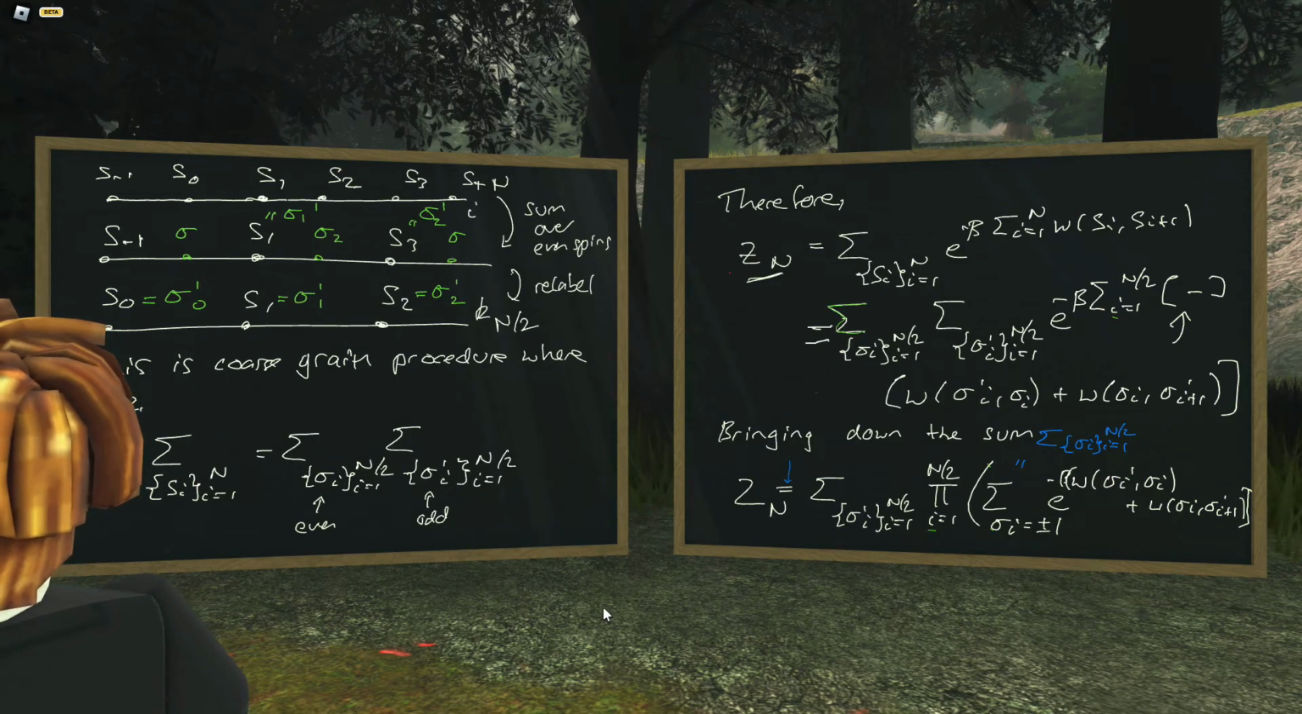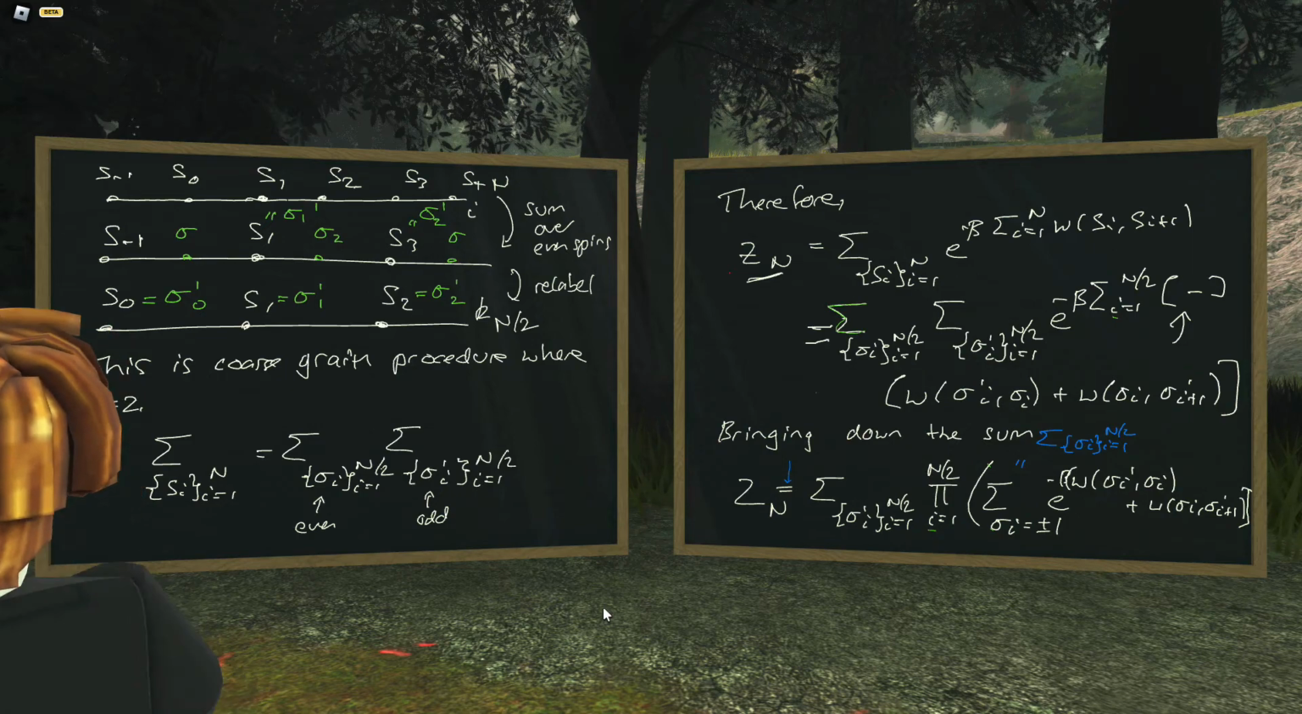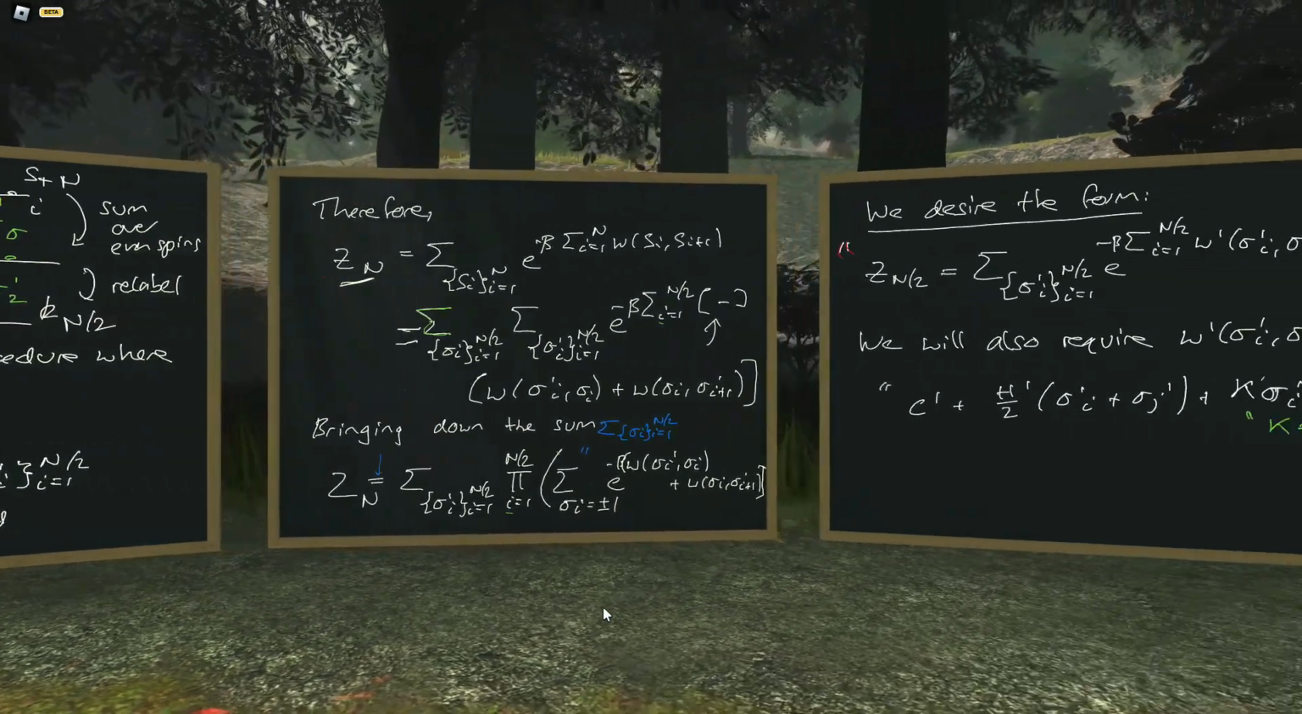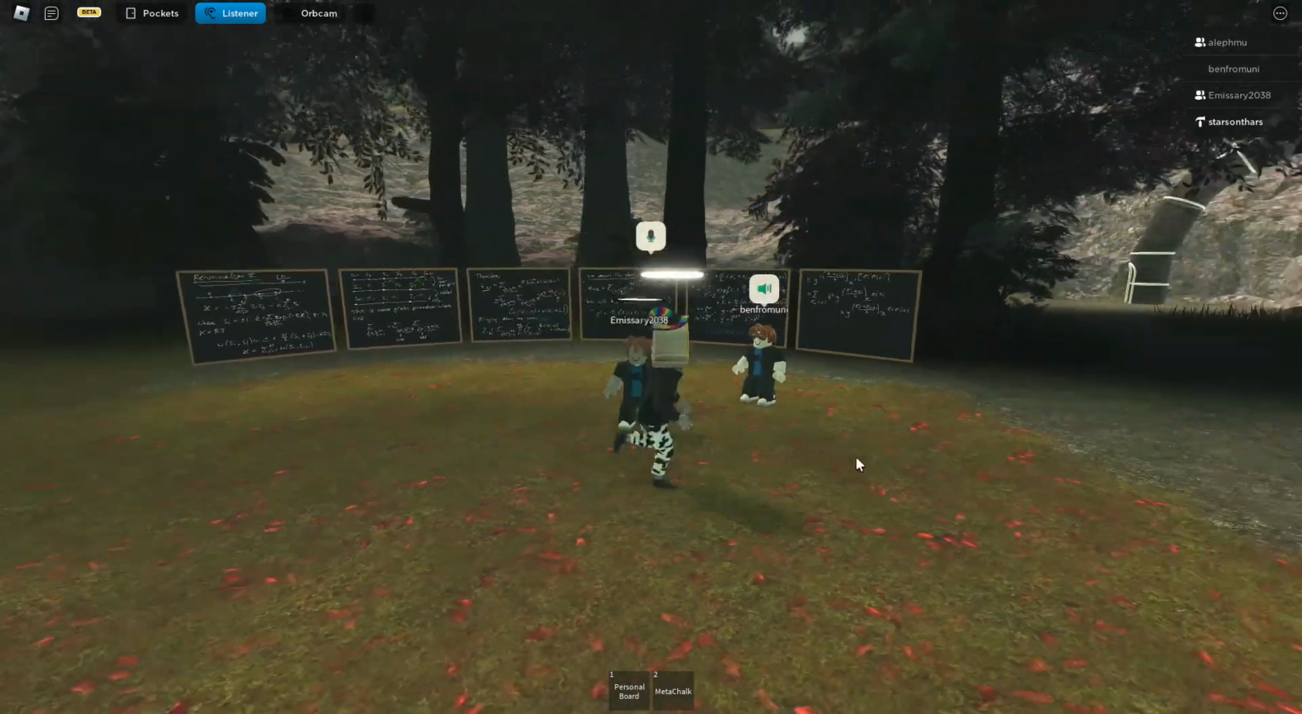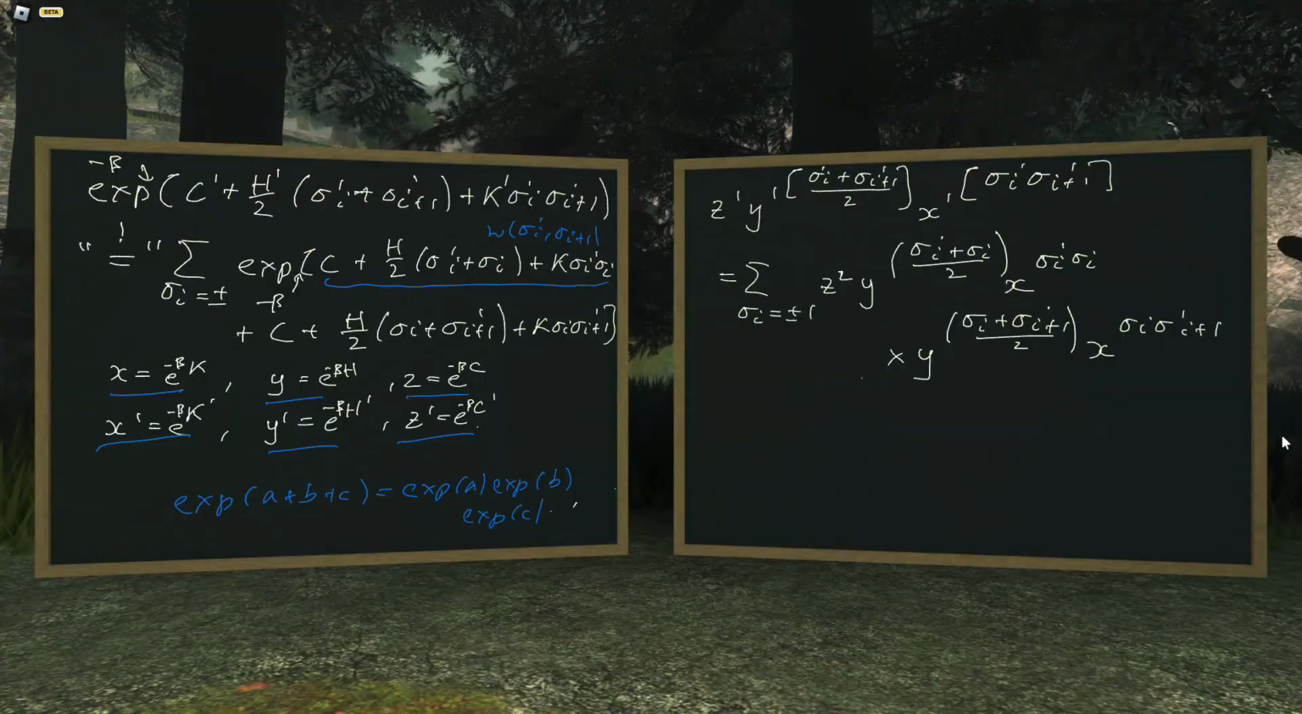Yes. And then what I've done here, to make the expression simpler to write, is define these x and x prime, y and y prime, z and z prime. So then that thing on the left-hand side becomes this thing on the right-hand side.